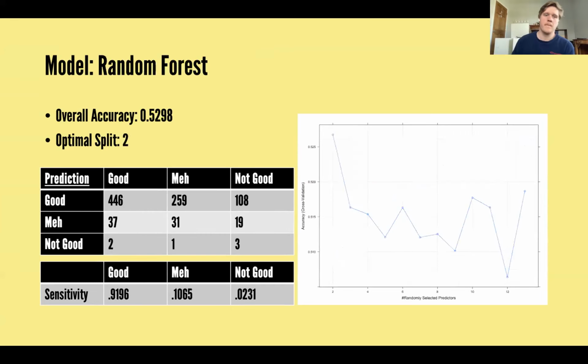When it came to random forest, I did a little worse. Actually, I ran random forests a couple times. I ran all of these a few times, and random forest and KNN were kind of neck and neck. They kept going back to beating each other. But each time, the optimal split was 2. Sensitivity is kind of the same deal here. Good has a very high sensitivity, and not good has extremely low sensitivity, which I want to get into later, but that is affecting my models a lot.